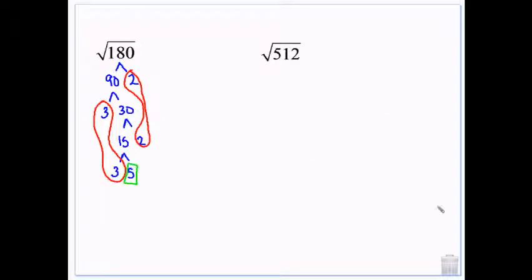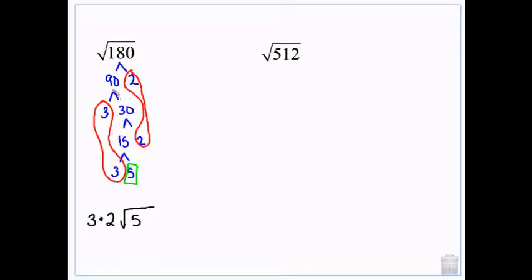Okay, so I have a pair of 3s and I have a pair of 2s. For each pair, 1 comes out. So I have a 3 and a 2. And I have a 5 that's left behind because it didn't match up with anything.